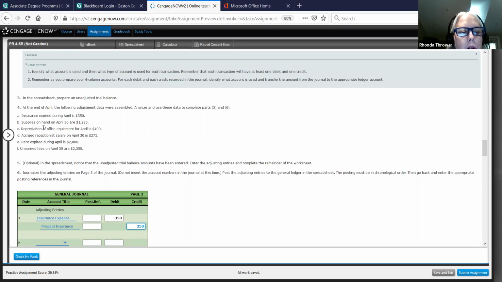Now in B, they tell you the supplies that are on hand. That means what you've got left over. So you probably need to take a look at your ledger account to see how much supplies you have on hand now, which would be the ending balance in the supplies account. Or you could look at your unadjusted trial balance and pick up the amount of the supplies from that. In other words, we need to know what the unadjusted trial balance is for the supplies account.